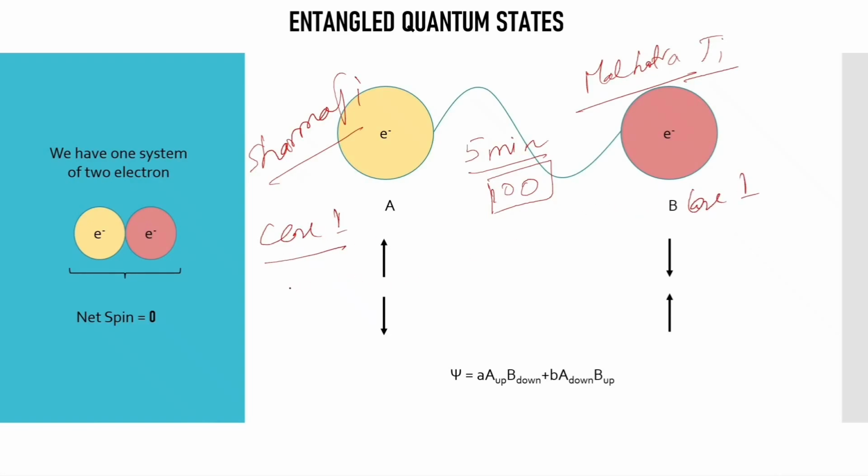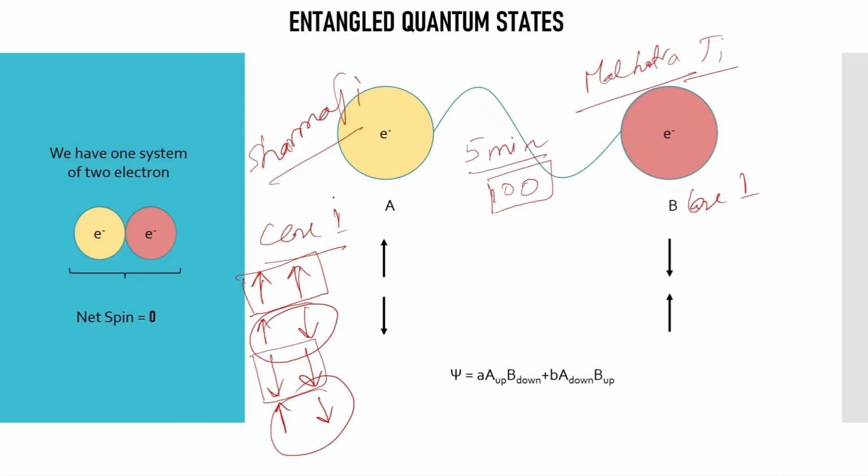In case 1, Sharma ji gets an up state for A and an up state for B. Again, he gets up state for A, down state for B. Then down, then down, then up, then down. So what we see is, at one time they both have similar spin, and at another time they have spin in opposite directions. These two instances occur 50% of the time.